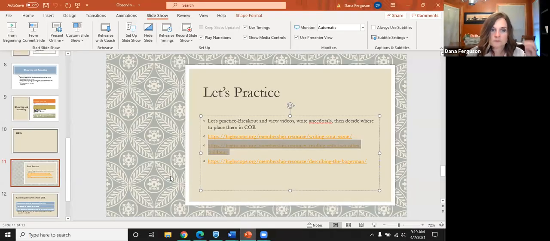Okay, so that's really helpful. Can you see how it's helpful to have anecdotal notes to really zero in on where children are and what the next steps are, so that when you're planning, it can be really meaningful? Okay, we're not going to watch the third one because I think you get the point.